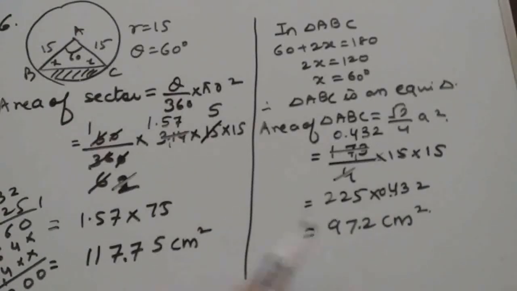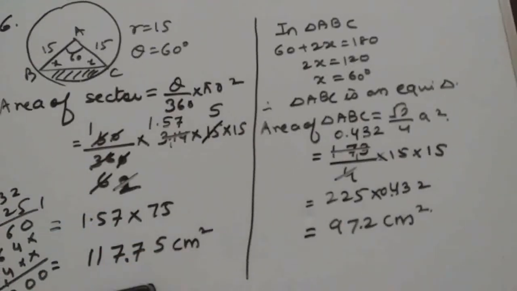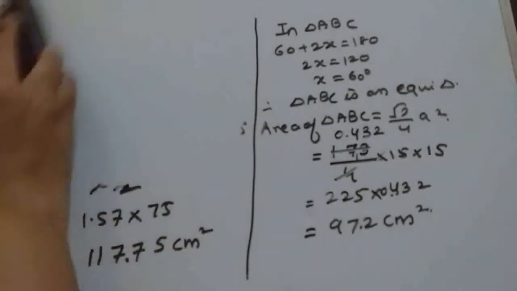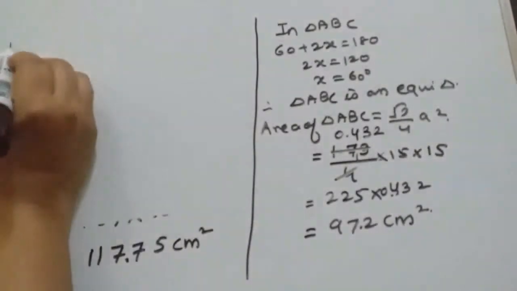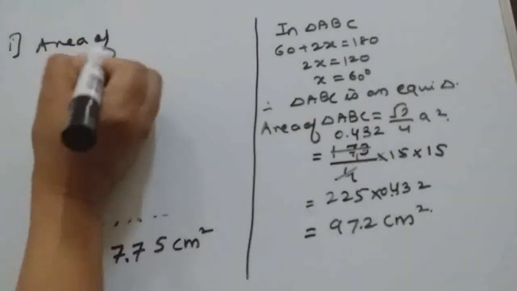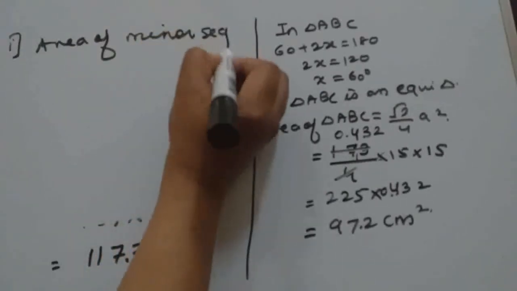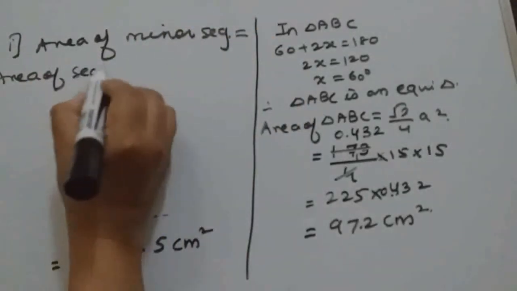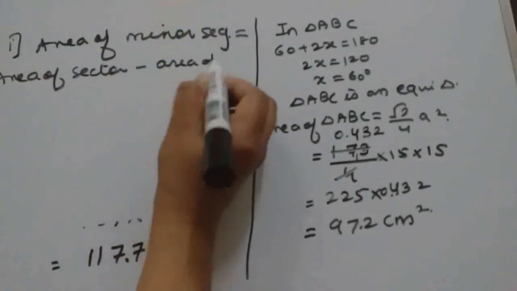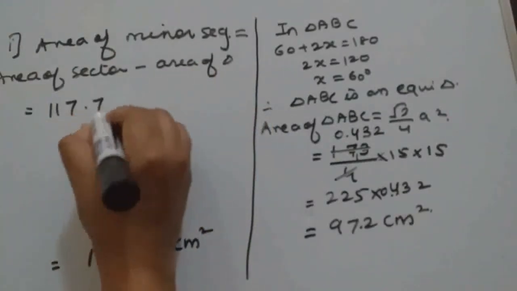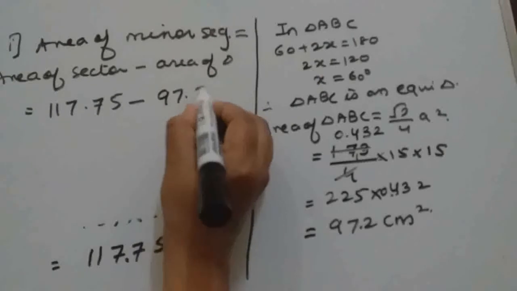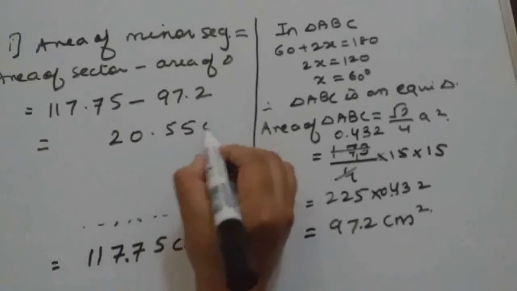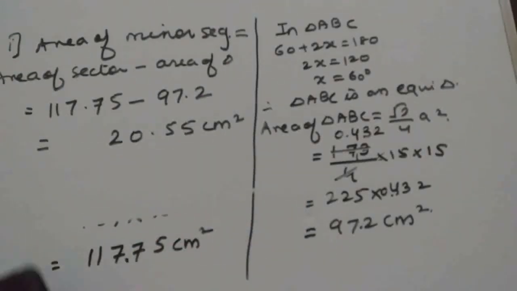Now what we should do? Area of this sector minus area of triangle will give area of minor segment. So first part of the question, area of minor segment will be area of sector minus area of triangle. So 117.75 minus 97.2. So this will give 20.55 centimeter square is the area of the minor segment.